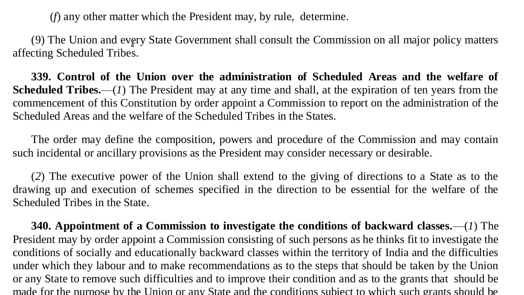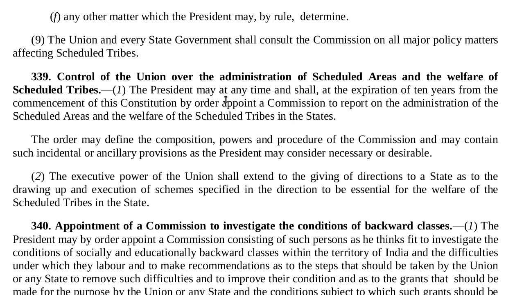9. The Union and every state government shall consult the Commission on all major policy matters affecting Scheduled Tribes. Article 339. Control of the Union over the administration of Scheduled Areas and the welfare of Scheduled Tribes.